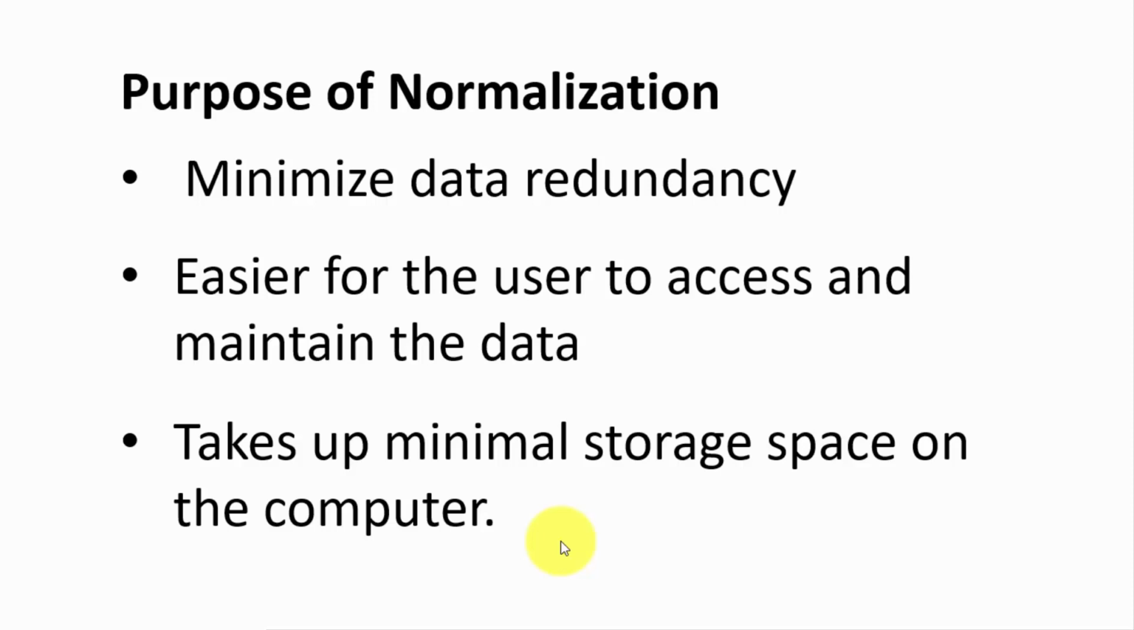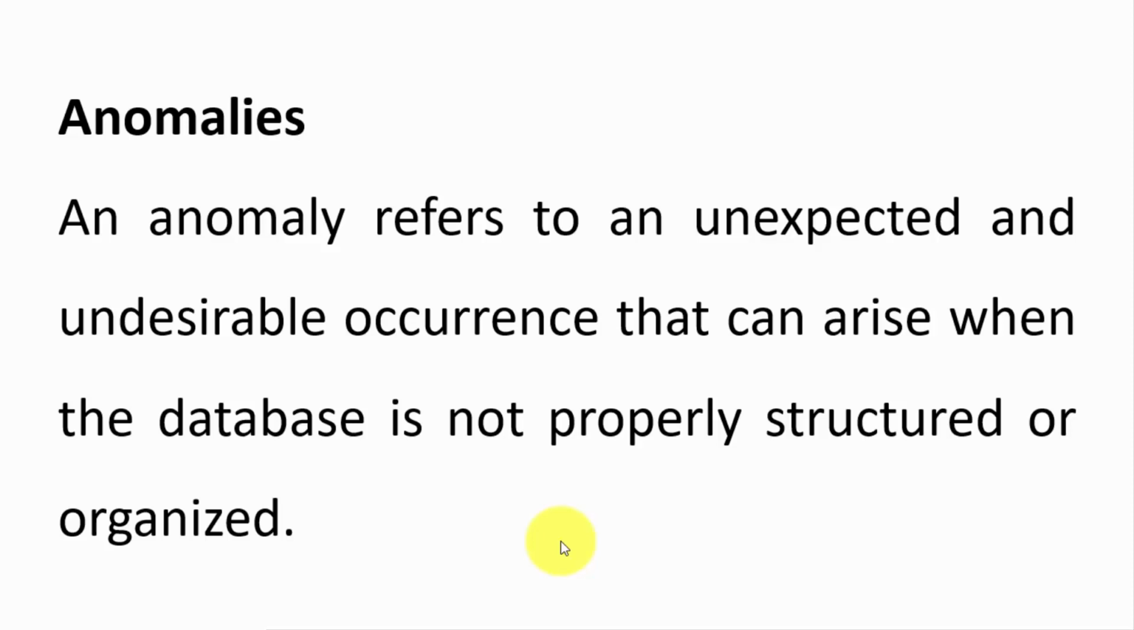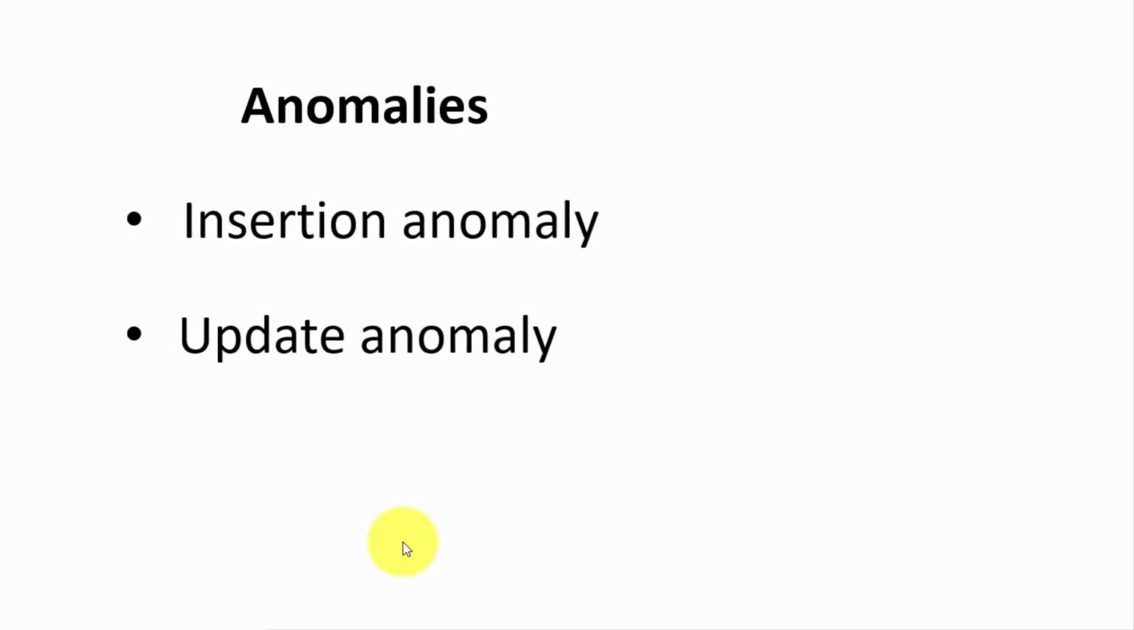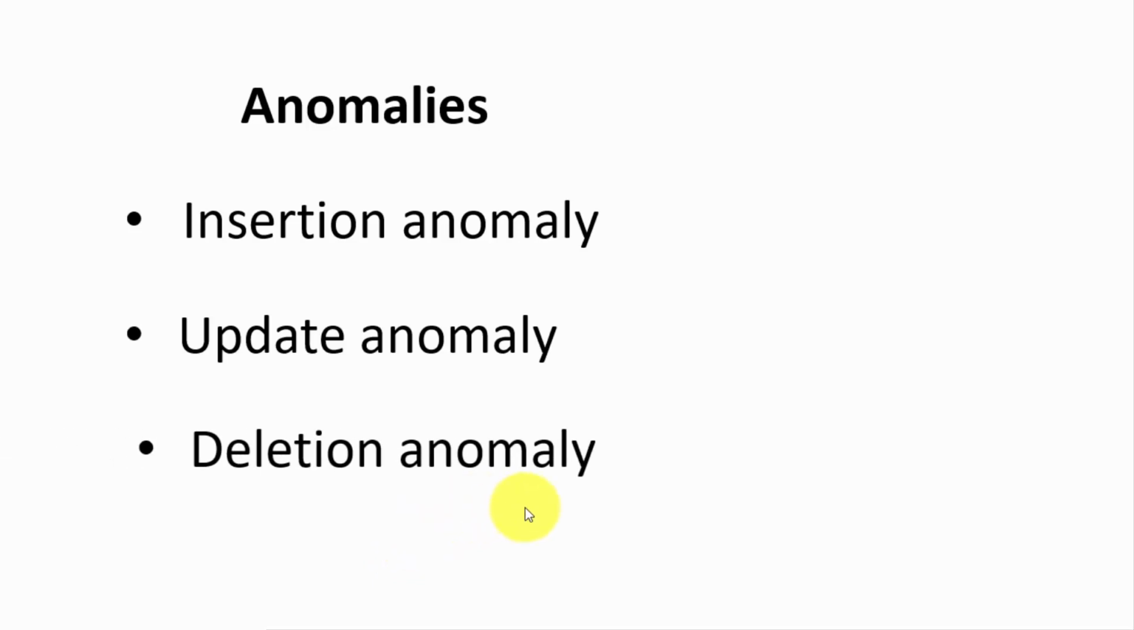I mentioned that normalization is the process of decomposing relations with anomalies. What then is an anomaly? An anomaly refers to an unexpected and undesirable occurrence that can arise when the database is not properly structured or organized. Now, we have three types of anomalies. They are insertion anomaly, update anomaly, and deletion anomaly.